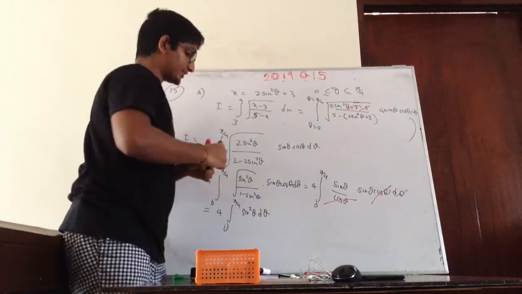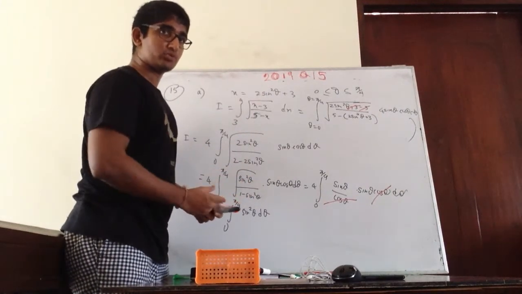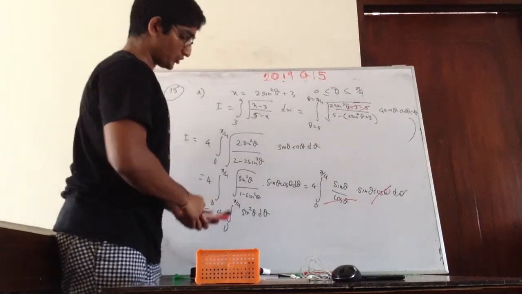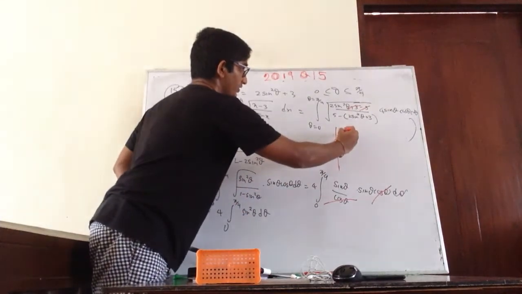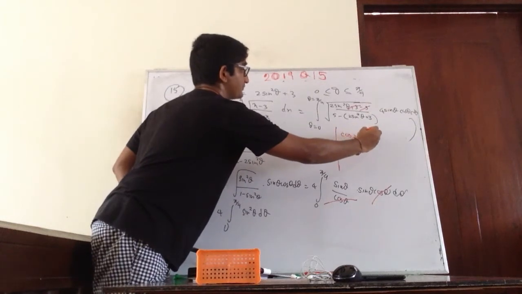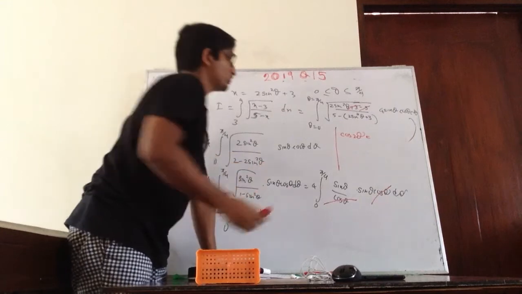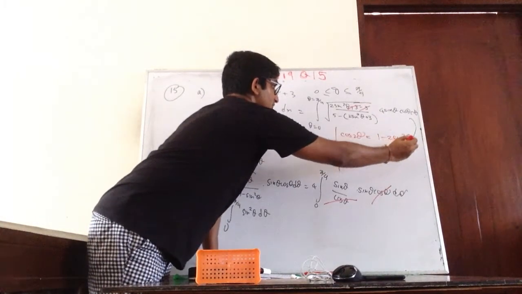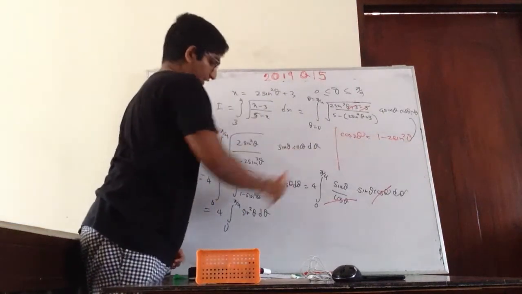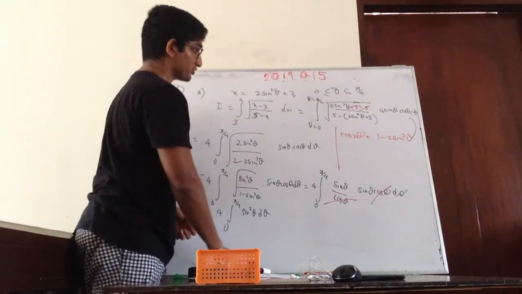So now to get sin squared theta, I am going to convert this into the cos 2 theta form. What is that now? We know that cos 2 theta can be written in many different ways. One of the ways is 1 minus 2 sin squared theta. So I can get sin squared theta as (1 minus cos 2 theta) over 2.